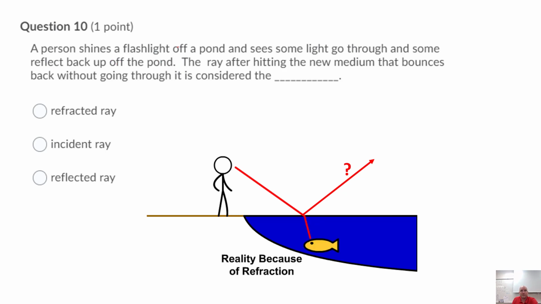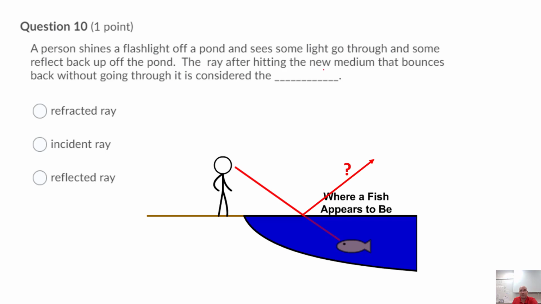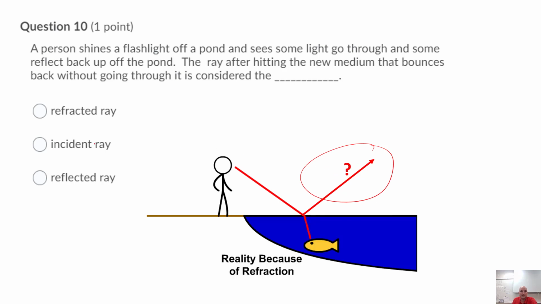Okay, a person shines a flashlight off a pond and sees some light go through and some reflected back on the pond. The ray after hitting the new medium that bounces back without going through is considered the what? This one right here. What would that be? Which are these three words?